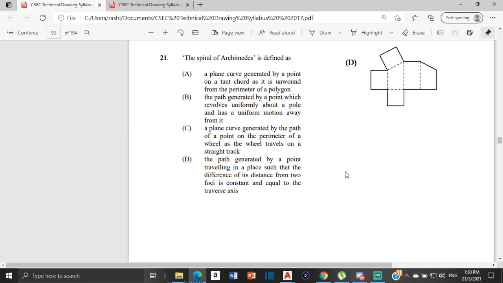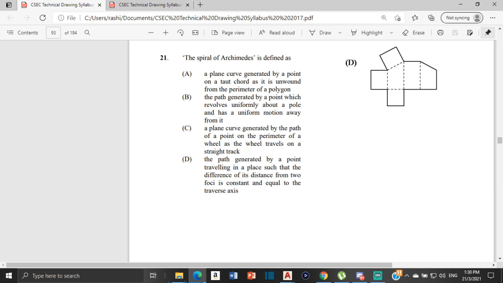Archimedean spiral. It says the spiral of Archimedes is defined as a plane curve generated by a point on a third chord as it is unwound from the perimeter of a polygon. Or is it the path generated by a point which revolves uniformly about a pole and has a uniform motion away from it? Is it a plane curve generated by the path of a point on the perimeter of a wheel as the wheel travels on a straight track? Is it the path generated by a point traveling in a plane such that the difference of its distance from two foci is constant and equal to the transverse axis?